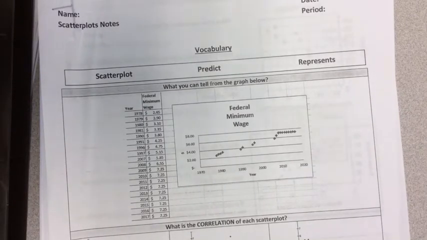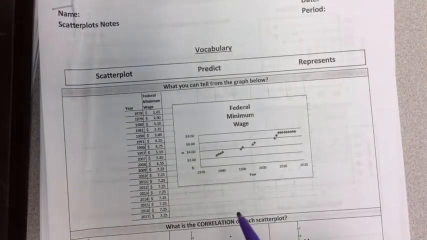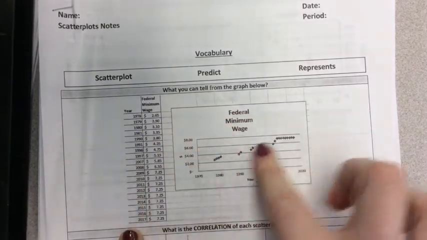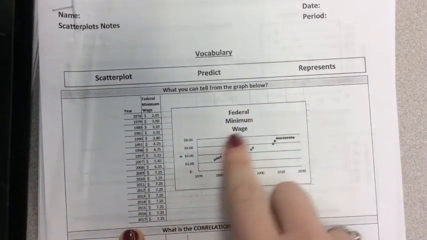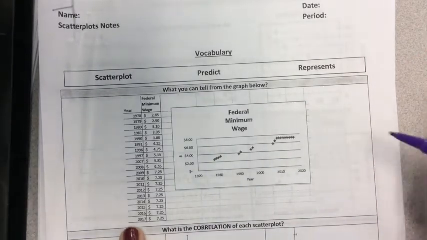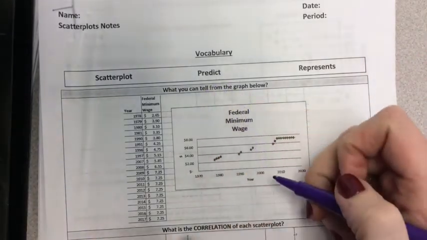So today we're going to start talking about statistics, and the first thing that we're going to look at is what's called a scatter plot. So a scatter plot places dots from a table or data on a graph, and it shows some sort of representation of the situation. So we're going to see what we can tell from this graph.